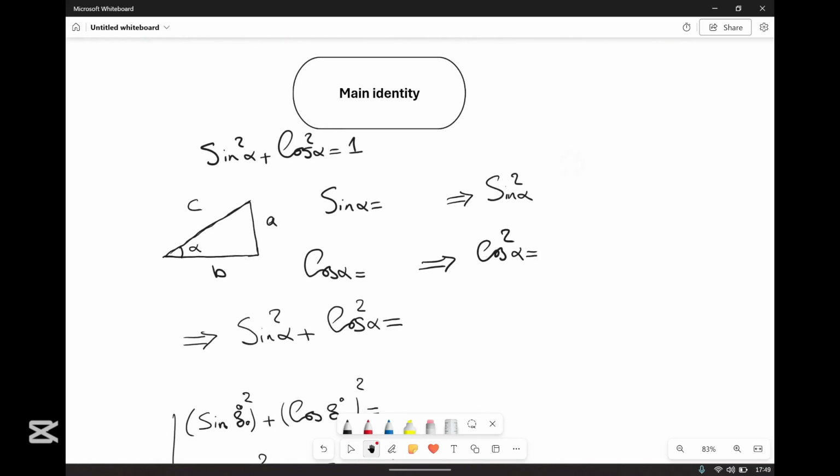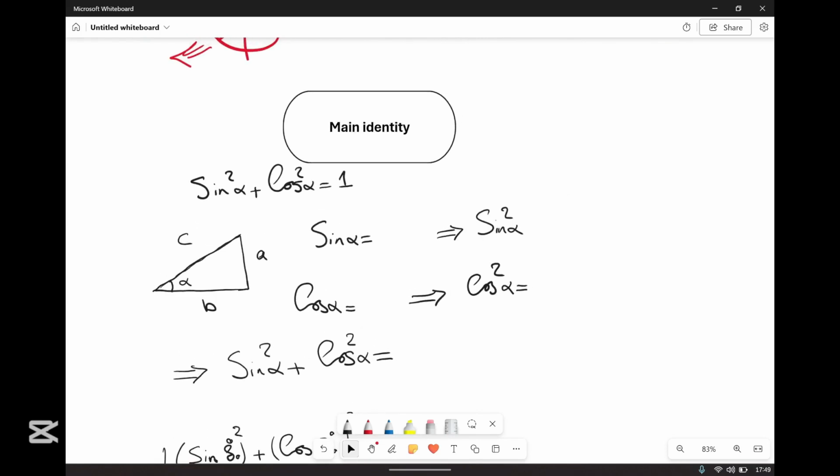The main identity is so important, guys. The first formula in trigonometry is sine of any angle to the power 2 plus cosine of exactly that same angle to the power 2 is 1. Let's prove that.